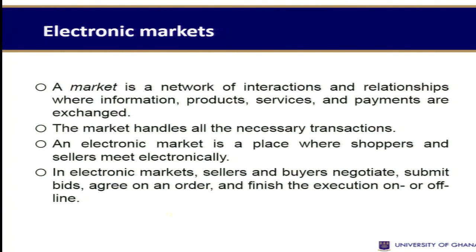So an increasingly popular phenomenon in frontier markets like Ghana, Nigeria, Kenya, and other jurisdictions is this whole notion of electronic markets. It's becoming very common now. And e-markets represent a network of interactions and relationships where information, products, services, and payments are exchanged. So an e-market is basically a place where shoppers and sellers meet electronically. These sellers and buyers negotiate, submit bids, agree on orders, and they execute the transactions online or offline. I mean, for frontier markets, usually we have what we call brick and click.